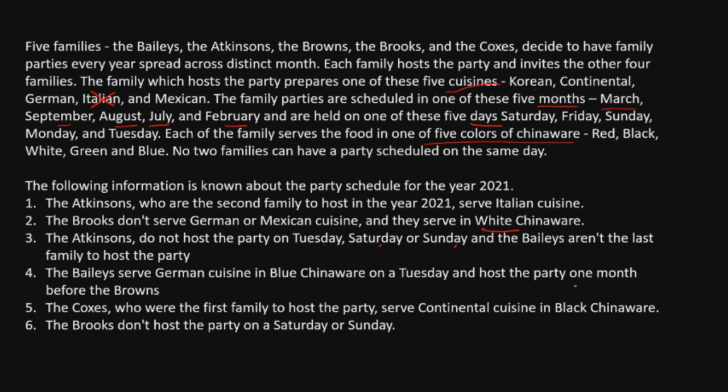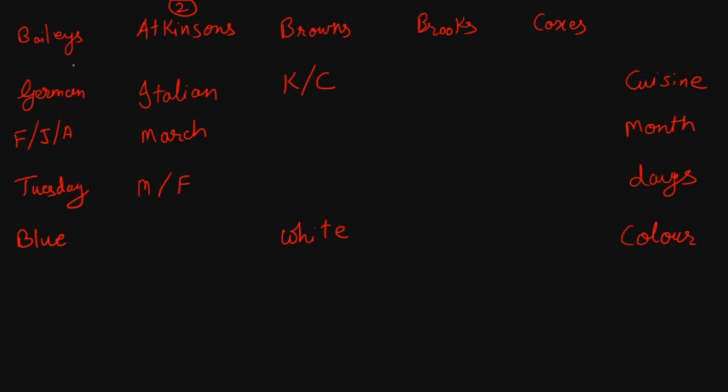And they host the party 1 month before the Browns. So the Baileys select the one before the Browns. If these are the positions of the hosting parties, 1, 2, 3, 4 and 5, the Atkinsons are on the second position. If Baileys are 1 month before Browns, then 1 cannot be for Browns and Baileys, right? So there is no before. Atkinsons are already at second. So it can be 3, 4, or 4, 5. So Baileys and Browns are together, 3, 4, or 4, 5. I will write it down here: 3 or 4, and it can be 4 or 5.